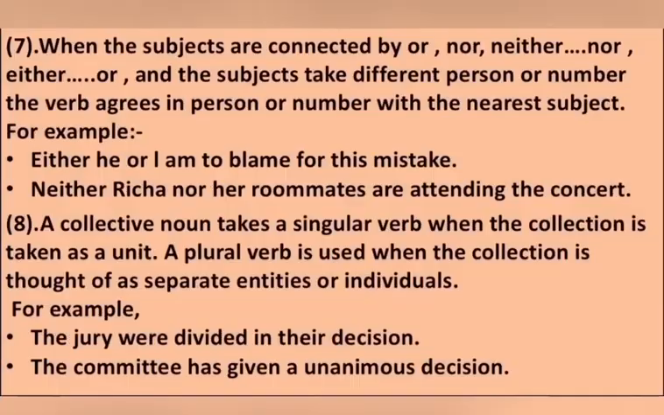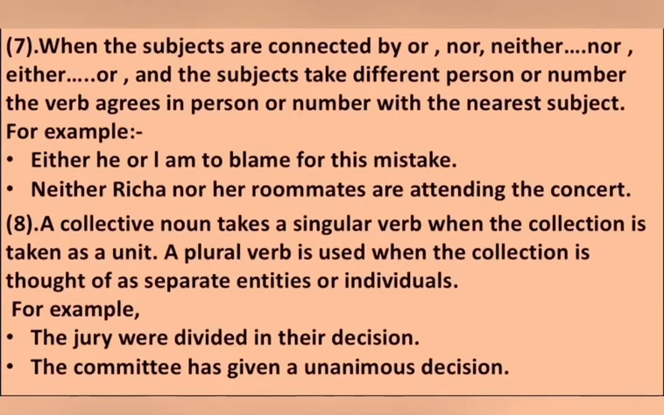Now, rule number 7. When the subjects are connected by or, nor, neither nor, either or, and the subjects take different person or number, the verb agrees in person or number with the nearest subject. For example, either he or I am to blame for this mistake. In this sentence, we are having two subjects that are different in person. He is the third person pronoun and I is the first person pronoun. I is the subject that is near to the verb, and that is why we have placed am according to I.